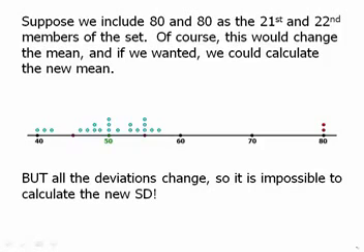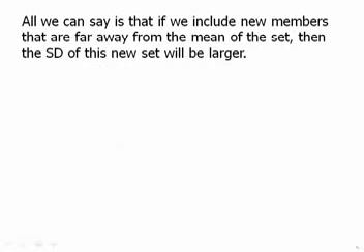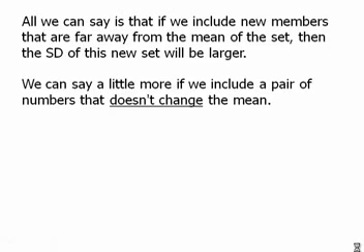Now, if we had the original list of 20 values, and then we added the 21st and 22nd values, if we had all the values, then we could calculate the standard deviation. But even then, that's a calculation the test is not going to ask you to do. So either way, you're not going to have to worry about this calculation. All we can say is that if we include new members that are far away from the mean of the set, the standard deviation of the new set will be larger. That's very clear. The 2 values of 80 are way far away from all the other numbers. They're really big outliers. So adding really big outliers is going to increase the standard deviation. That you'd need to know.